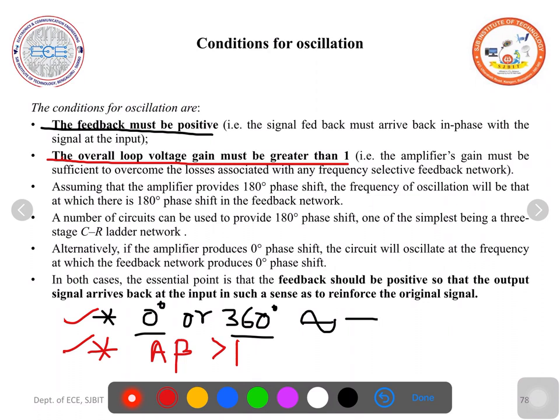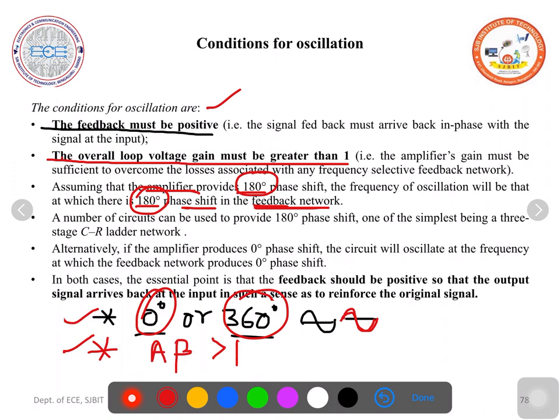Assuming that the amplifier provides 180-degree phase shift, the frequency of oscillation will be that at which there is 180-degree phase shift in the feedback network. Amplifier provides 180-degree phase shift and the feedback network provides 180-degree. 180-degree plus 180-degree is nothing but 360, which is nothing but 0 degrees. So both the signals, the feedback signal and the input signal, will be in the same phase. So that is nothing but the positive feedback.